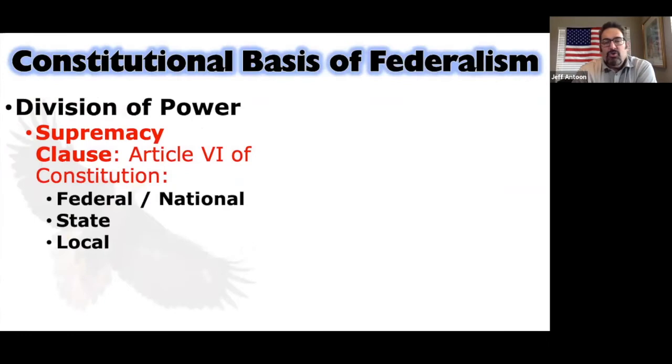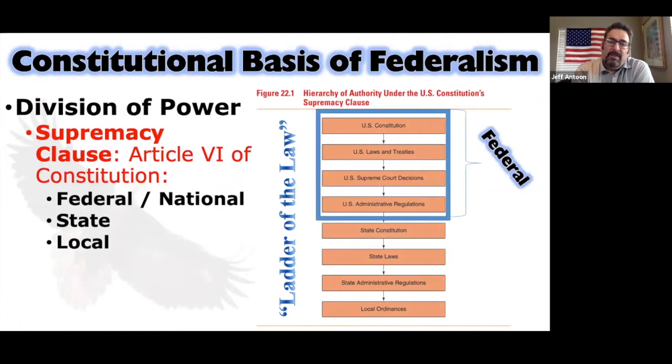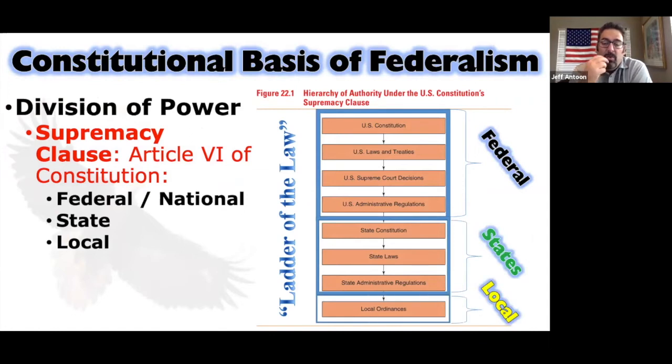And the constitutional basis for federalism is in Article 6, the division of power, which gives us a supremacy clause. And this is the ladder of the law, a graphic I think you have on one of your handouts if you're using it. And it shows us at the top, we have the federal government, the national government. This is the supremacy, meaning their stuff trumps anything else, state or local. You can see here's the state like Texas, and then you can see local at the bottom here. This is how you would set it up and look at it and say, this is the hierarchy.